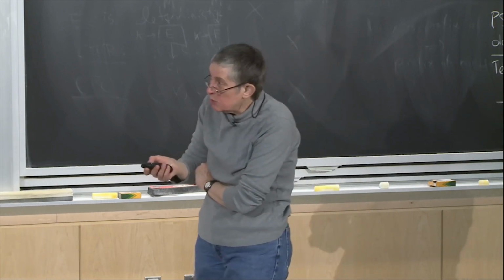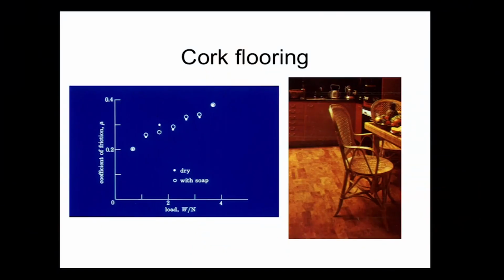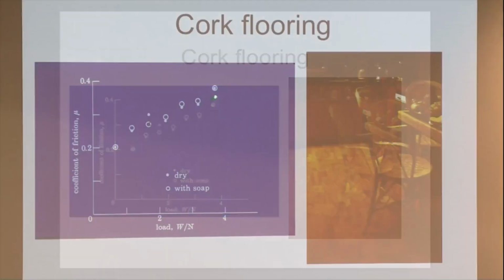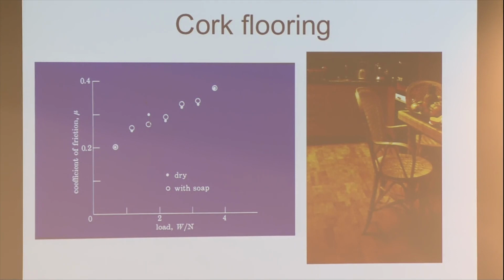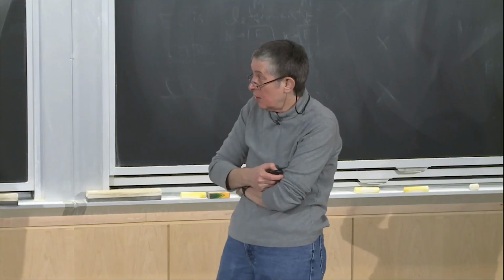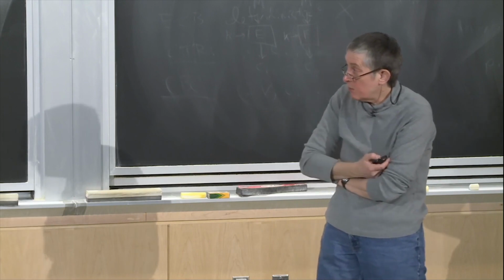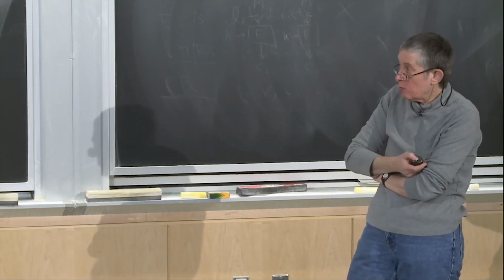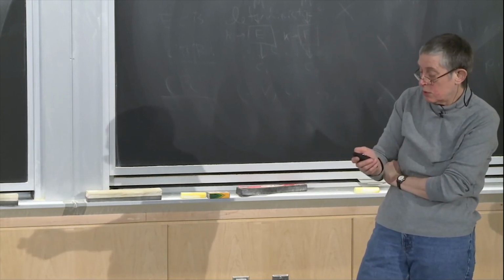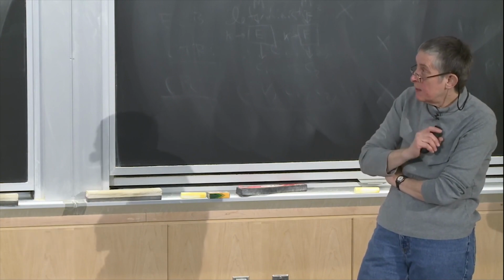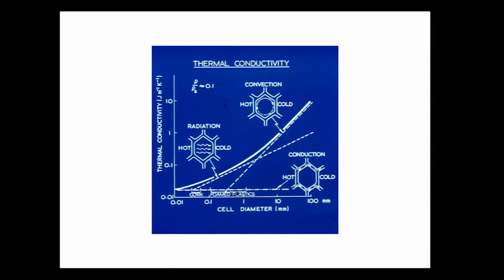So here's some measurements we did of the coefficient of friction for cork, doing it dry versus with a liquid soapy surface, and you can see the soap doesn't make any difference. And cork is seen as a very attractive material for things like flooring, so it's actually not a cheap material to make your floors out of, but it's attractive. Part of the reason it's used for floors and for the soles of shoes is because of these friction properties.